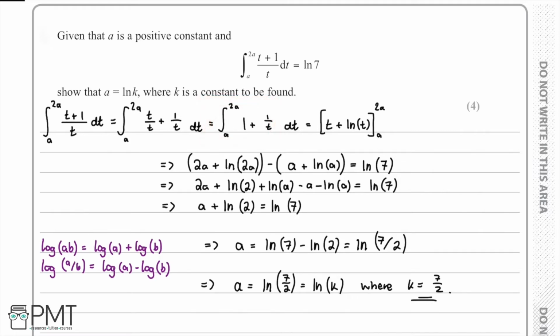We then received our second mark for knowing how to integrate. So for going from 1 plus 1 over t, integrating that to getting t plus ln of t. So we then got our third mark for knowing to substitute a and 2a into our expression. So this was substituting our values into the limits and then making it equal to ln of 7. Then finally, our fourth mark came from the rest of the working, all the algebraic manipulation of the expression to come to the conclusion that a is equal to ln of 7 over 2.